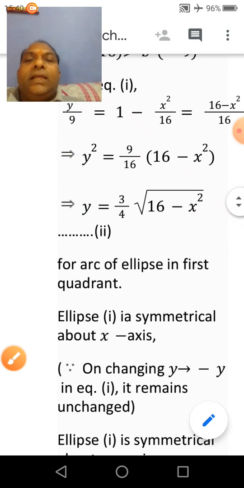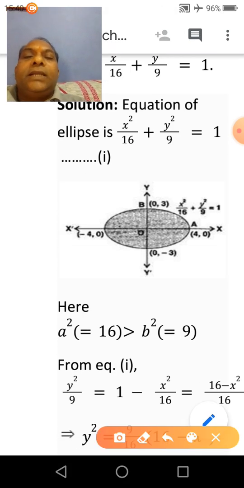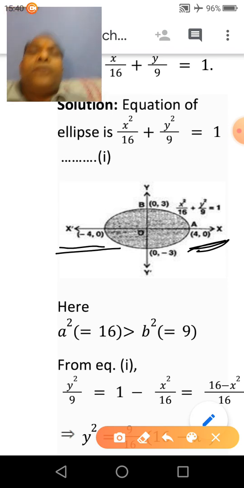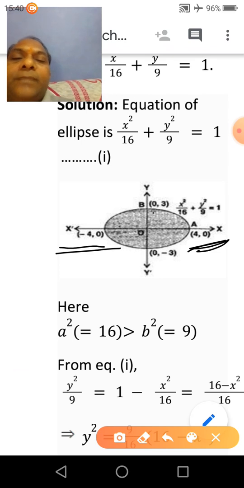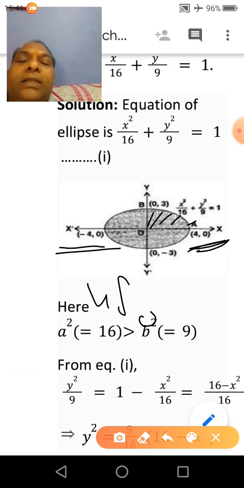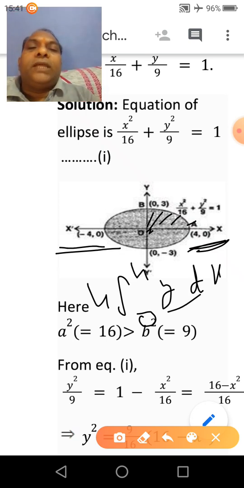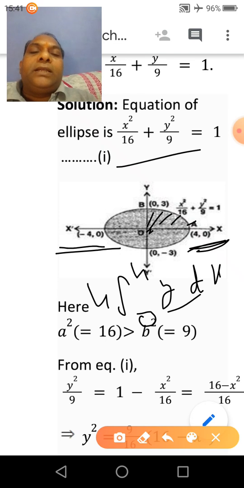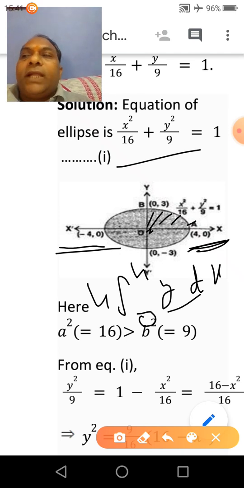See here, in this condition, if you use the limit of x, then you can find the area of the ellipse. So area of the ellipse will be 4 times integration 0 to 4 y dx. Clear? And put the value of y from the equation of the curve and use the limit. Clear? Then you can find area of the ellipse.